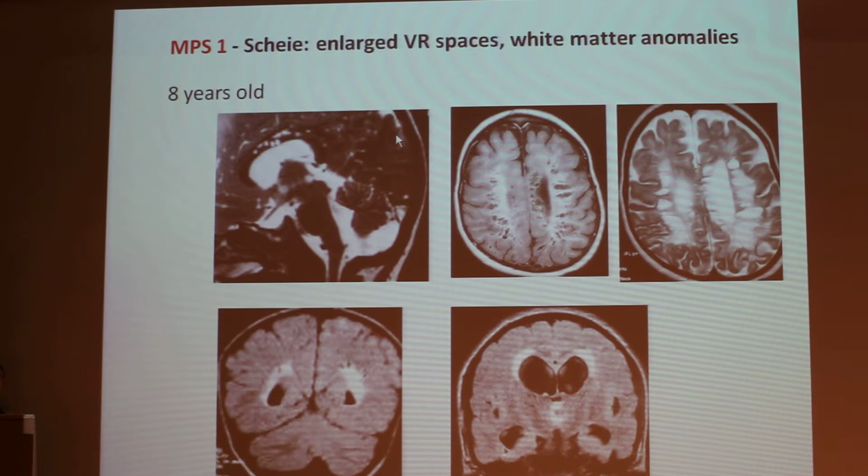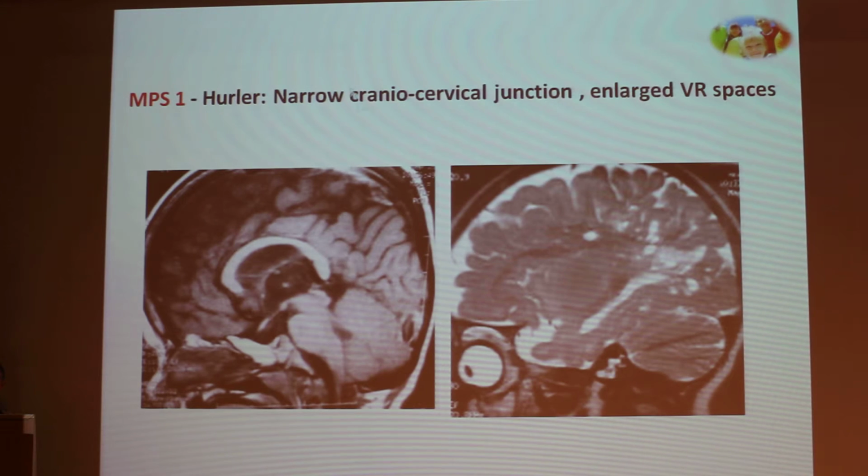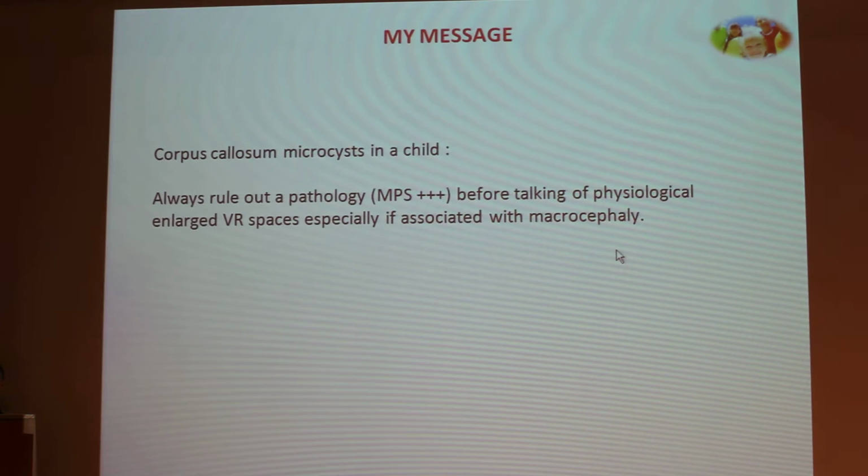So you see here, in a child who is 8 years old, the enlarged Virchow-Robin spaces, the white matter abnormality here, very periventricular, and you see here a narrow craniocervical junction with enlarged VR spaces. So, Françoise, my message is corpus callosum microcyst in a child. Always rule out a pathology like mucopolysaccharidosis before talking of physiological enlarged Virchow-Robin spaces, especially if associated with macrocephaly. We are done.